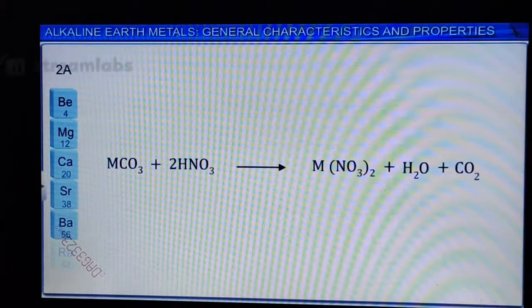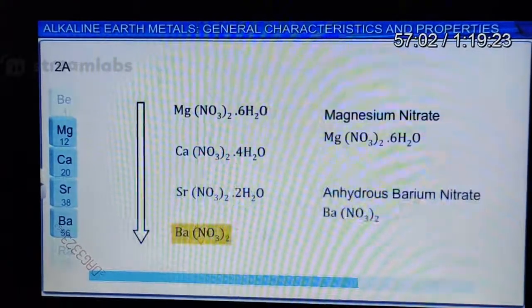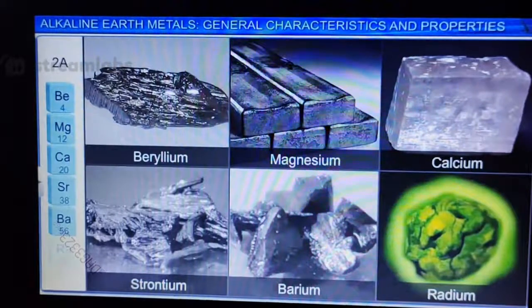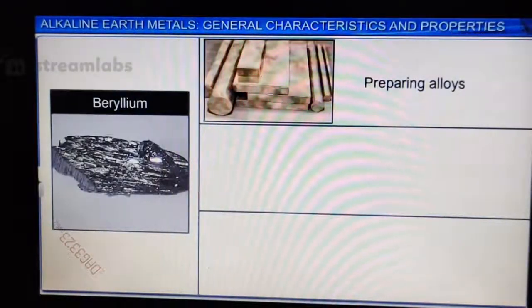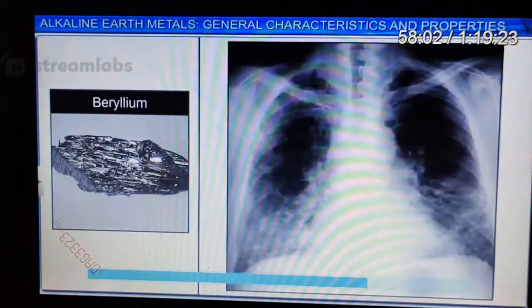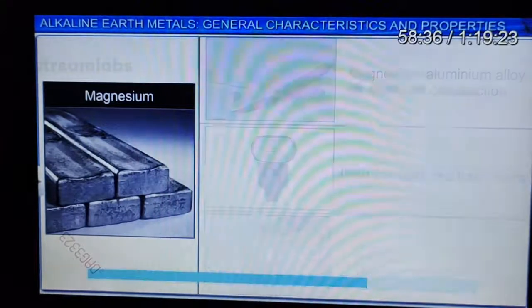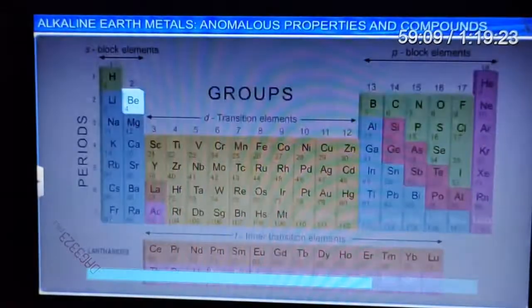Again, because they are having high hydration enthalpies, but इतना मगजमारी में अपने को नहीं पड़ना है. Look at this. This is how the metals actually look like. Again, they are used in alloys and X-rays. ये सिर्फ simple uses हैं जो हमने already देखे हुए हैं. Plain parts, antacids, toothpastes, and this, that.